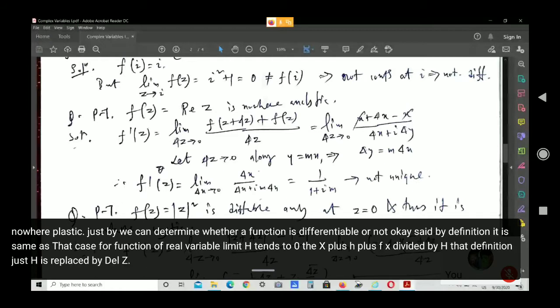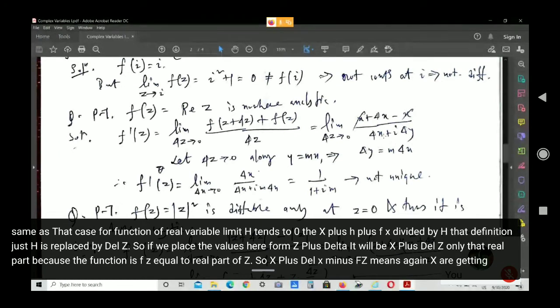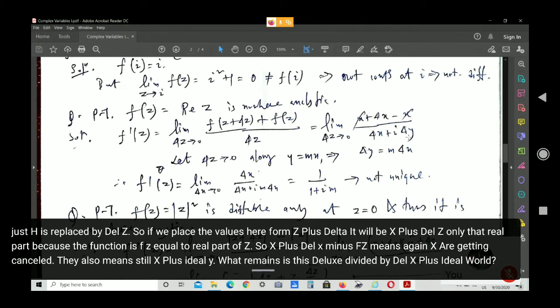So if we replace the values here, f of z plus del z will be x plus del x, only that real part, because the function is f of z equal to real part of z. So x plus del x minus f of z means again x. They are getting cancelled. Del z means del x plus i del y. So what remains is del x divided by del x plus i del y.